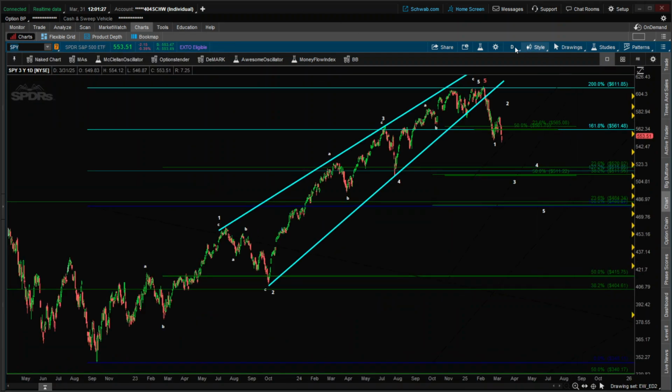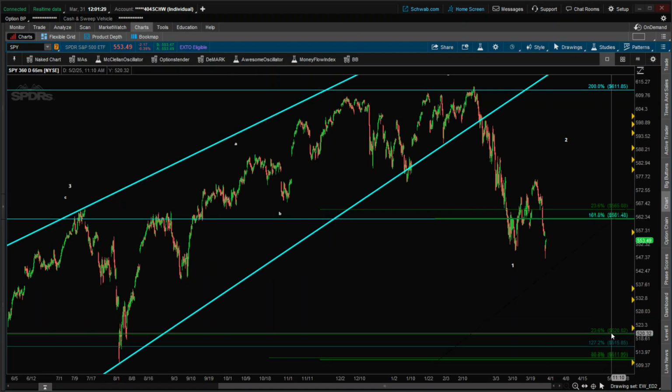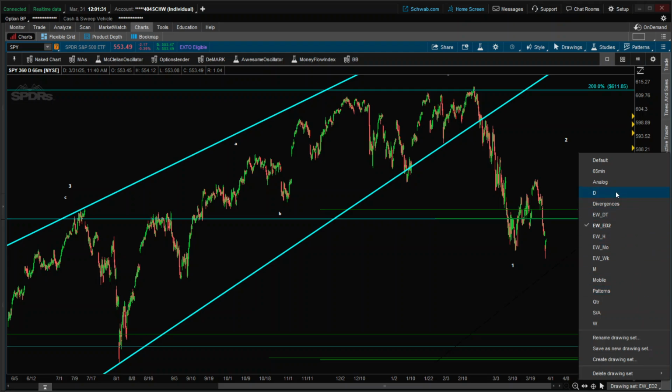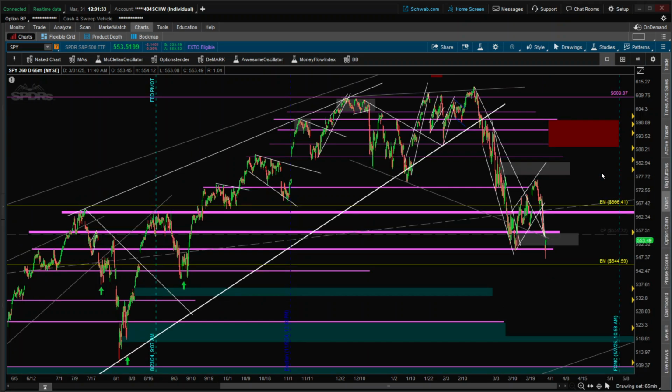SPY. Let's go to the 65 minutes. So we see all the daily positive divergences, and 65s are going to be a little bit different now. We're just making new lows, and so you can draw some positive divergences in there. I didn't change these charts yet.